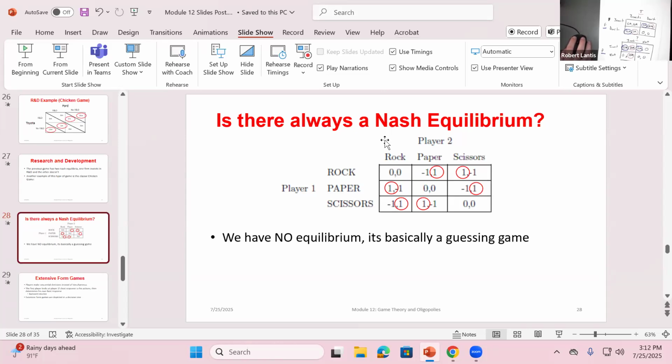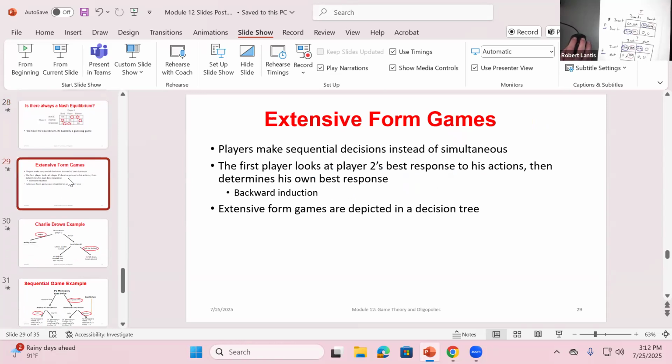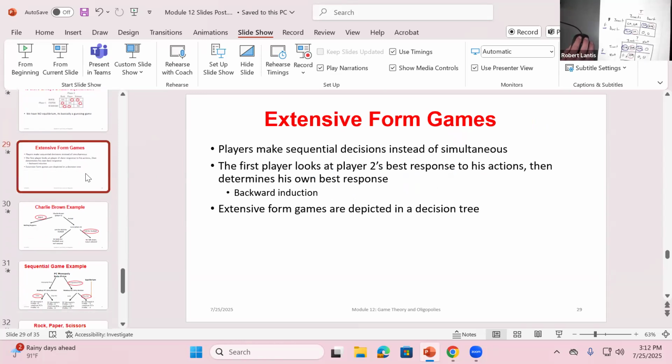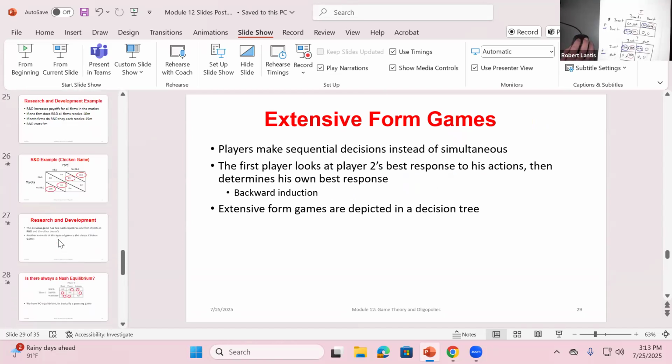So there are some games, we didn't have one today, but we'll start out with one next class where you can have no equilibrium. And I'll also show you how you would work through one of these games if you had more than 2 strategy choices using a very simple basic rock, paper, scissors game. And then we'll talk about extensive form games, right? So this is where decisions are made sequentially. And then I'll come back.